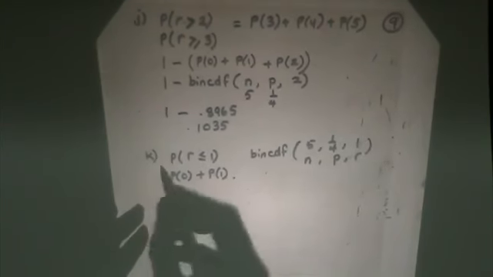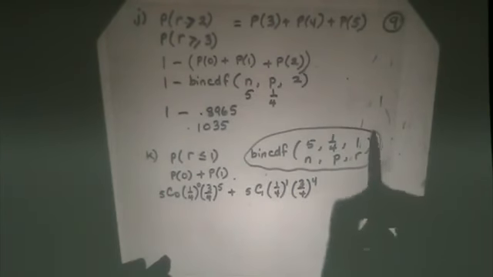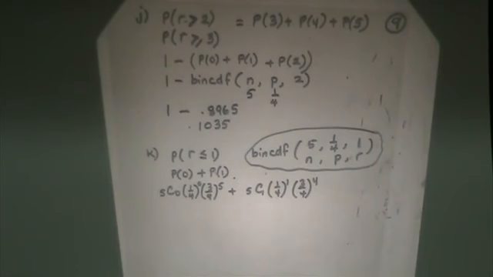Let's check this. We'll do it by hand and we'll check it also. So we have the number already for P of 0. I don't mind doing it again. 5 choose 0, 1/4 to the 0, 3/4 to the 5, plus 5 choose 1, 1/4 to the 1, 3/4 to the 4. Let's find this answer by hand and then let's compare to binomial CDF to make sure that we still know what we're doing.